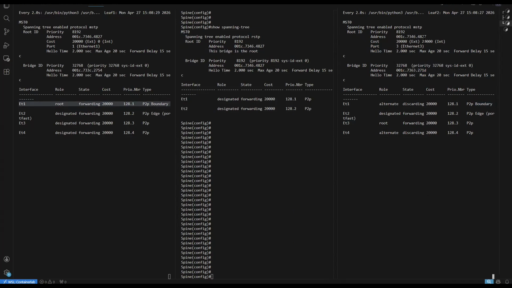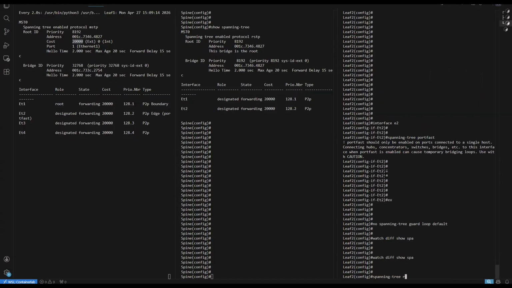So let's look at the cost. If you look at the cost on ET1 and ET2, the cost to reach the root bridge is 20,000 here. Here, 20 plus 20, 40,000. Let me tell you what is the reason. We can see that both leaf 1 and 2 have the same bridge priority, but there is a subtle difference: leaf 1 has the lower MAC address. So what I'm going to do is spanning tree root, I'm going to say secondary, or let me configure priority.